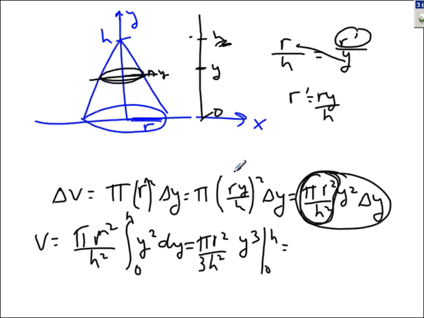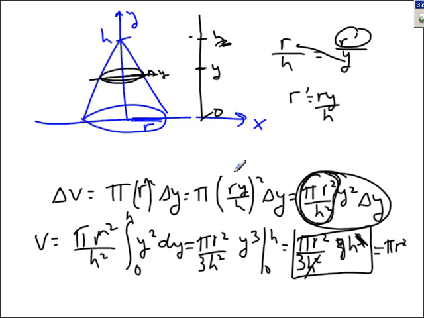The constant stays there. The integral of y squared is y cubed over 3 from 0 to h. When you put h in for y, you get pi r squared over 3h squared times h cubed. And when you plug in 0, you get 0. Here is your answer, and we can clean it up a little bit. Kill off 2 h's in the bottom and 2 h's in the top, and what you're left with is pi r squared h over 3. And that is the volume of our cone of radius r and height h.